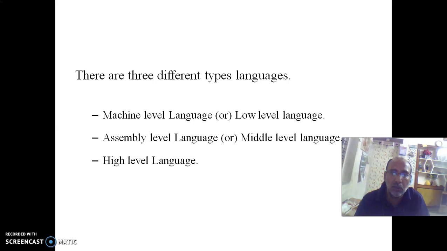first we have to discuss the different types of computer languages. We can broadly classify the computer languages as follows. The first one is the machine level language or low level language. Second one is the assembly level language or middle level language. Third one is the high level language.